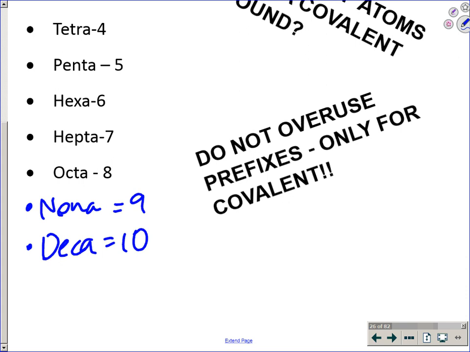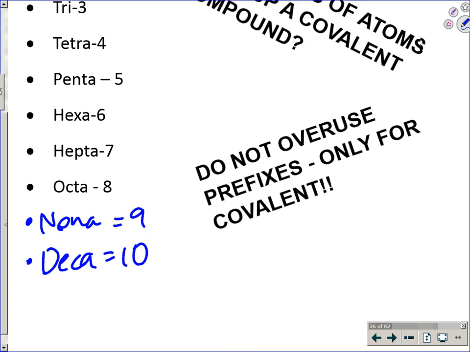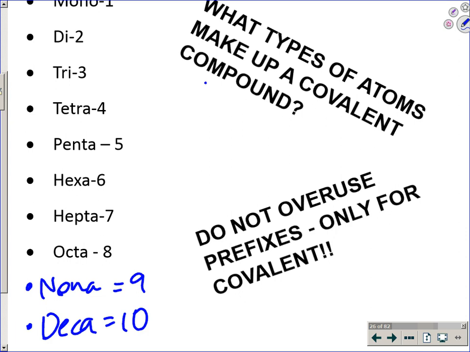Okay, so we are not going to overuse prefixes. We will only use prefixes on covalent. So they have to be made up of what to be covalent? Okay, so non-metal, non-metal. That means there's no polyatomics, there's no metals, there's no charges, nada. You will try to start to use prefixes on everything and we'll slap your hand and say, no, do not use prefixes all the time. You're going to get prefix crazy, but try to be narrow-minded with this. It's very just covalent, okay?